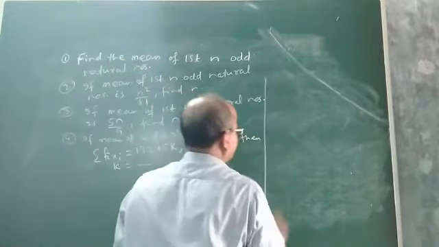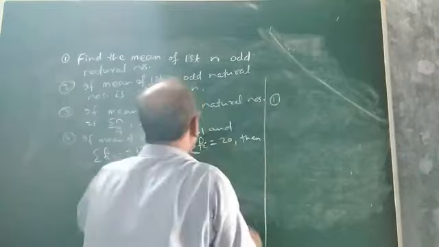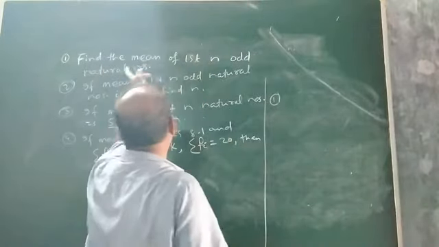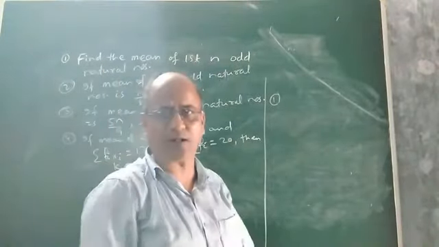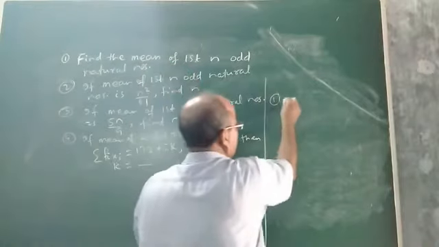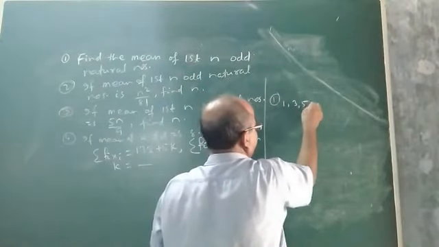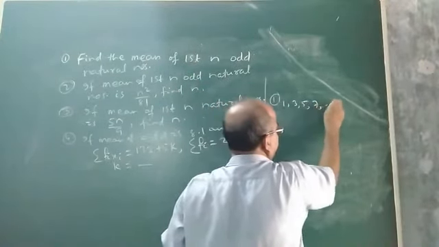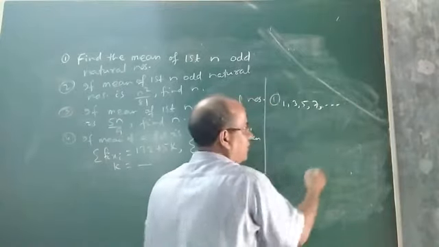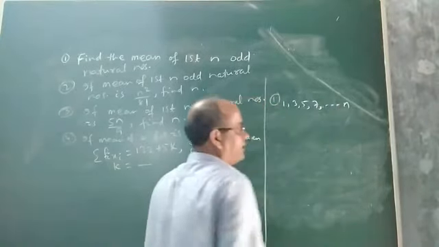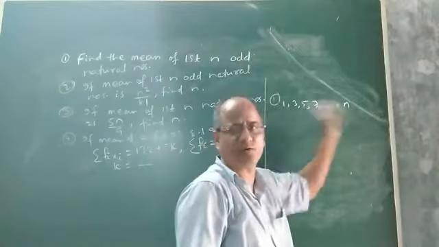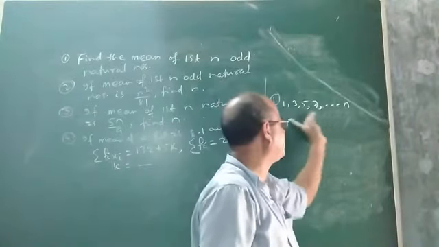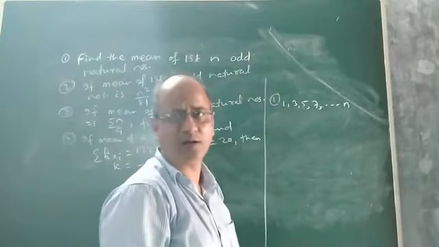Look at the first question. How to find the mean of the first n odd natural numbers? You know what odd natural numbers are? 1, 3, 5, 7, and so on. These are odd natural numbers. The first n odd natural numbers means it will continue up to n. Suppose these are the first n odd natural numbers.